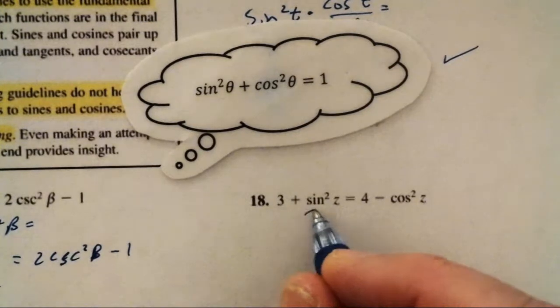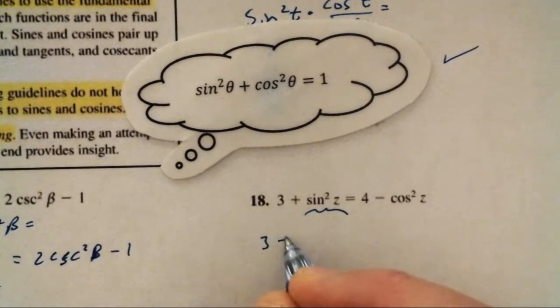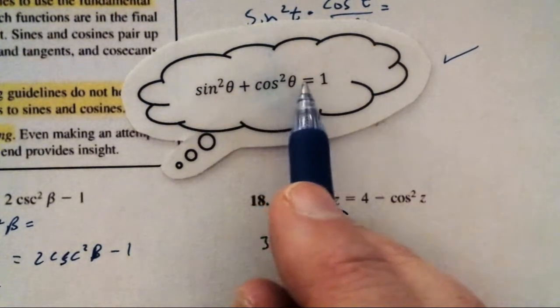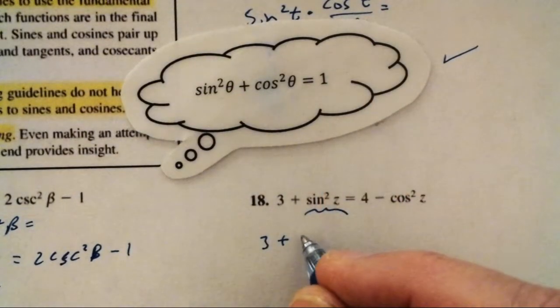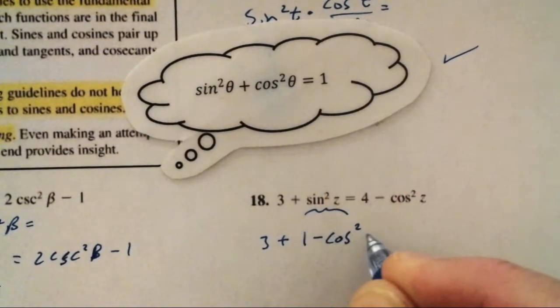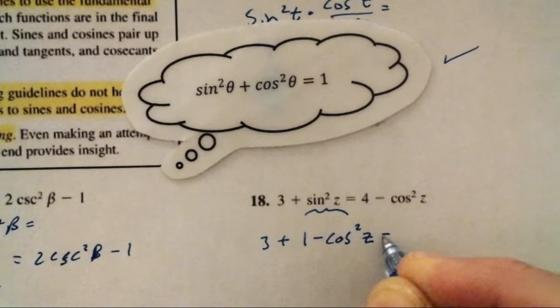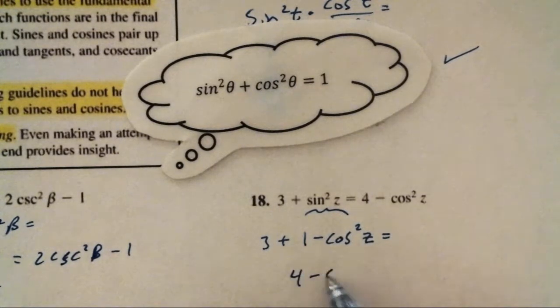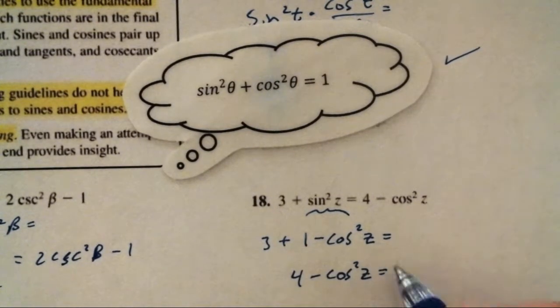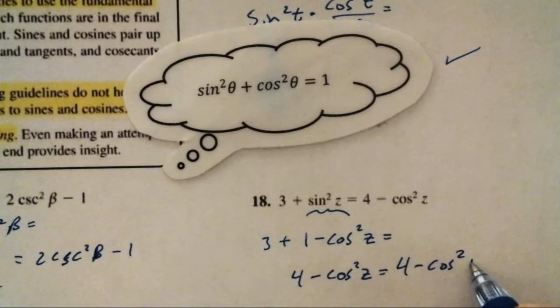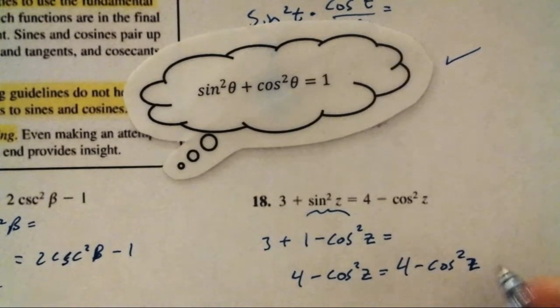I'm going to turn this 3 plus sine squared into, remove the cosine squared with subtraction, 1 minus cosine squared of z. That's 4 minus cosine squared of z equals 4 minus cosine squared of z. So that's a very, very quick problem.